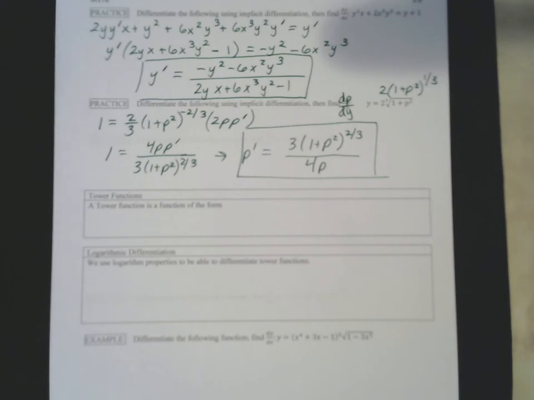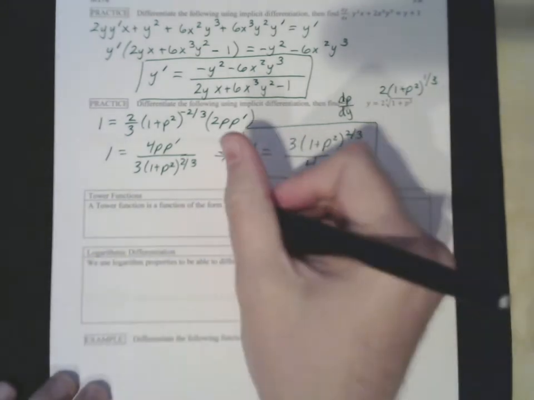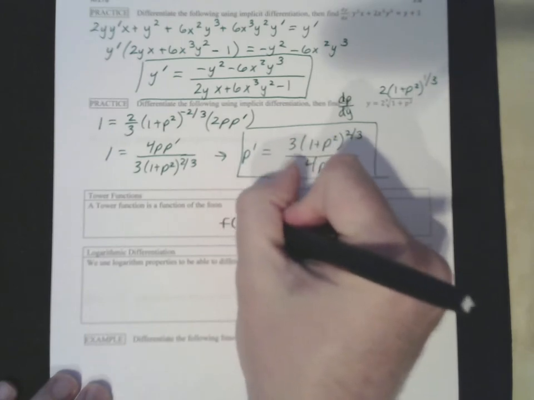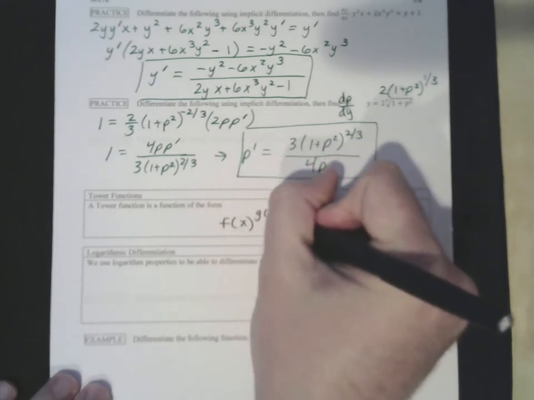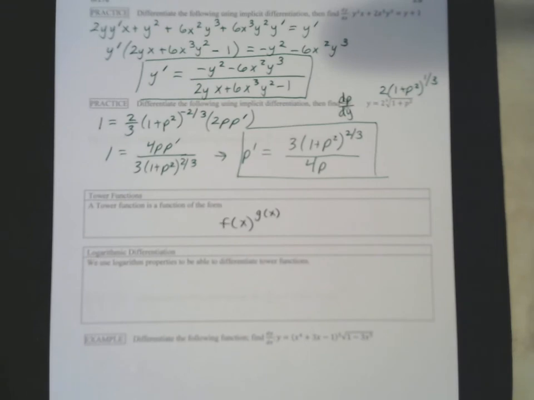So the next thing is logarithmic differentiation. And like I said, our primary function that we're going to be using logarithmic differentiation on is tower functions. So a tower function is a function that is f of x to the power of another function g of x. So the classic example is like x to the x. And in fact, we're going to take the derivative of that in a second. But logarithmic differentiation allows us to take the derivative of this.